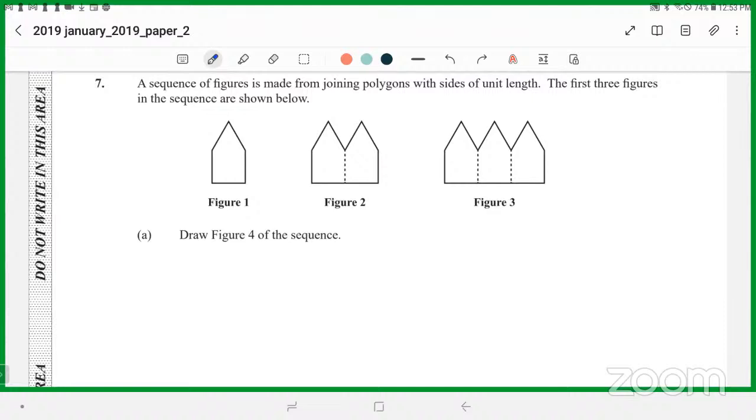It says a sequence of figures is made from joining polygons of size 1 unit in length. The first 3 figures in the sequence are shown. So these broken lines are not actual lines. You can see that, right? So when you draw your fourth diagram, you have to draw it broken as well. So draw the fourth figure in the sequence. Basically, you're adding on one of these little hut-looking things onto the third figure. So I would add on another one here, something like this. Let me see if I can draw it. I'm adding on another one of these here.